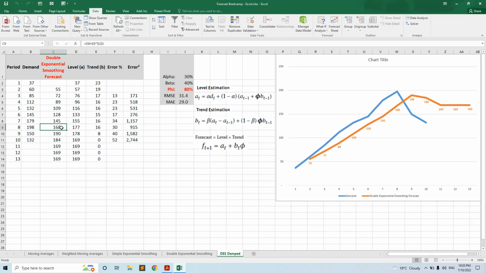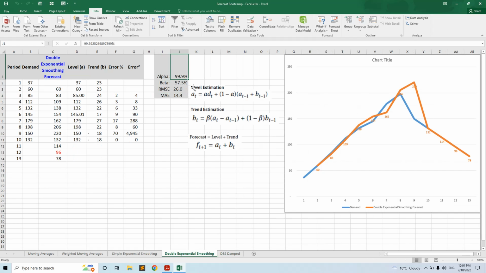Okay, so the formula is the previous level plus the trend multiplied by phi. And also in the formulas of the level and trend, we apply the phi parameter to the trend. And we will compare with the double exponential smoothing without the damped parameter. Let's put the same value for the alpha and beta parameters.